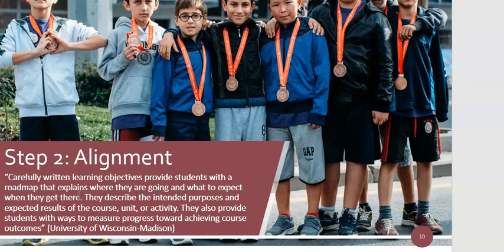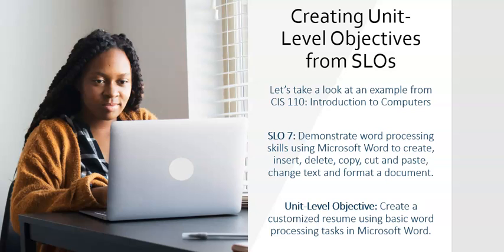And so we're going to talk about that progression. If I go on to the next slide, we're going to start with an example. We're going to start with a community college level course to look at how this fits together. So we're going to create unit level objectives from SLOs, which are student learning objectives. Using Introduction to Computers, one of the SLOs is number 7, which says demonstrate word processing skills using Microsoft Word to create, insert, delete, copy, cut, paste, change text, and format a document.